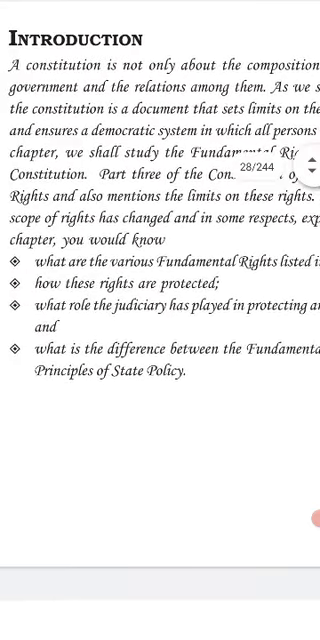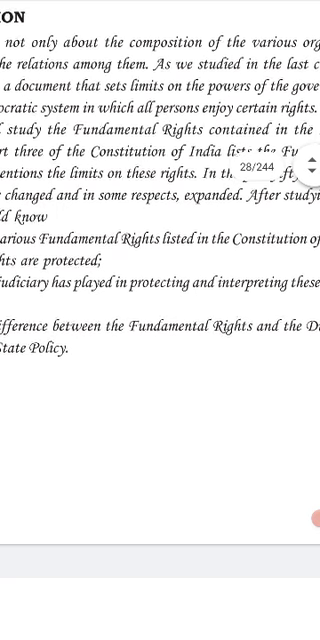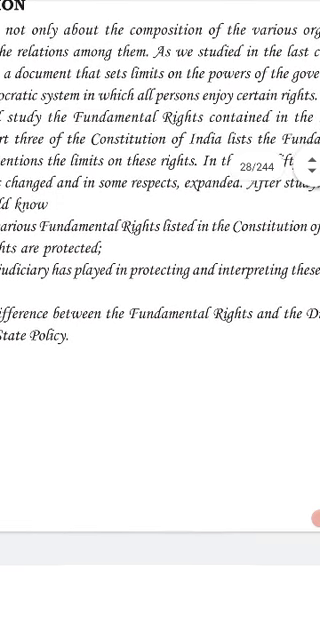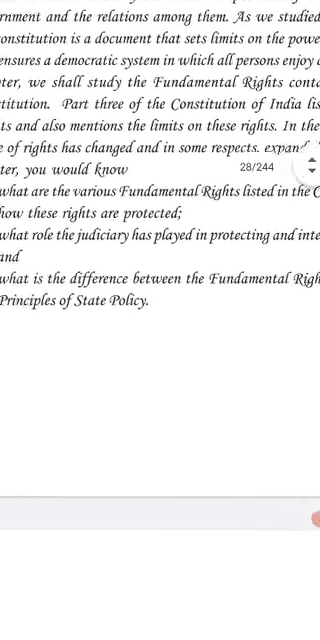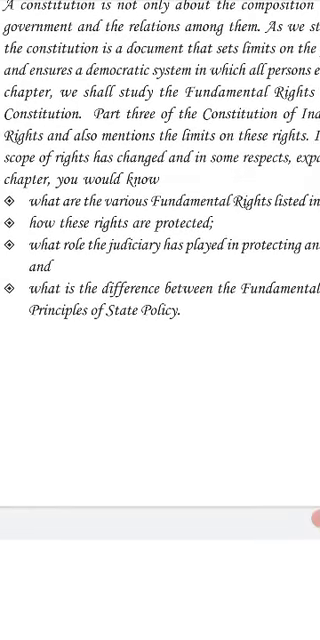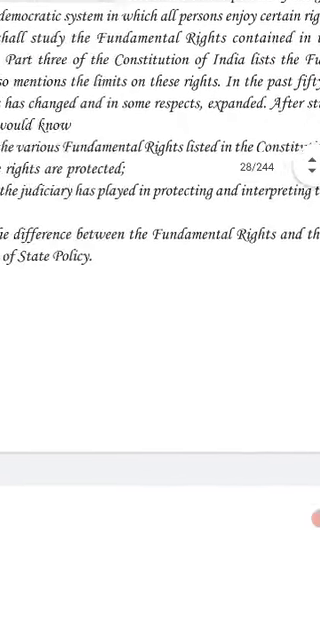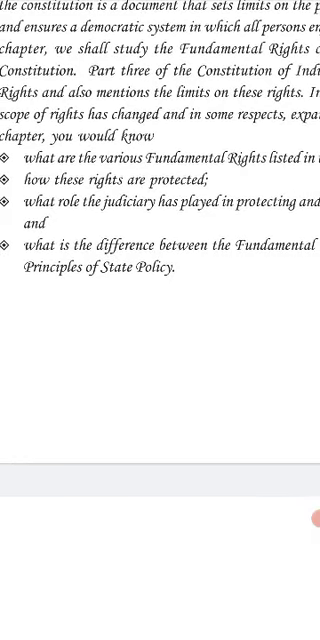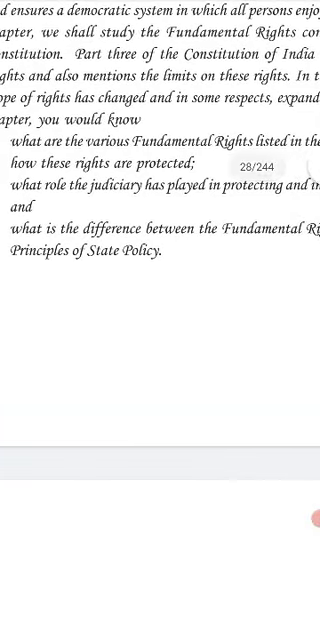After studying this chapter, you would know, first, what the various fundamental rights are. Though we have studied the fundamental rights in class 9th also, again we will learn the fundamental rights listed in the Constitution of India. Number 2, how these rights are protected. Number 3, what role the judiciary has played in protecting and interpreting these rights. And number 4, what is the difference between the fundamental rights and the directive principles of state policy.